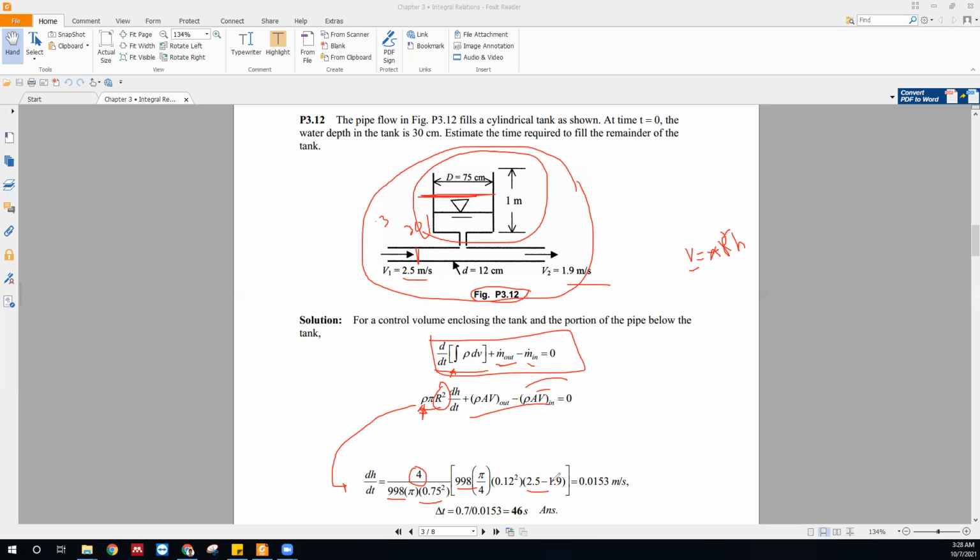Now if you put all this information here, you should get dh/dt equals 0.0153 meter per second. If you integrate both sides, taking dt to the right side, you should get delta t equals 0.7 divided by 0.0153. That is 40 seconds. So yes, it will take 40 seconds to fill the tank.